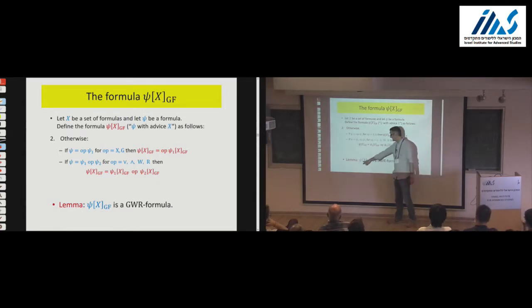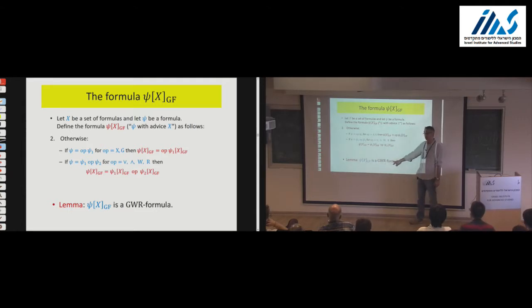Good. So the interesting thing for us is that immediately from this syntactic transformation, whatever psi is, the new formula, psi with advice X, is a GWR formula. So it belongs to the fragment that we know how to check. The idea is that we can really make use of God's advice because now we only have to check a GWR formula, and we know how to do that.